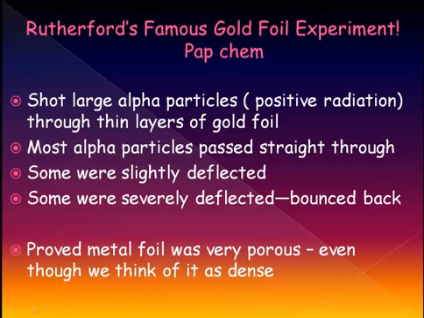The gold foil experiment. Rutherford and Geiger took a sheet of gold foil. They rolled it out very, very thin, only maybe around 1,000 atoms thick. They aimed a beam of alpha particles from a radioactive isotope at this sheet of gold foil. What they expected was for those particles to shoot straight through.